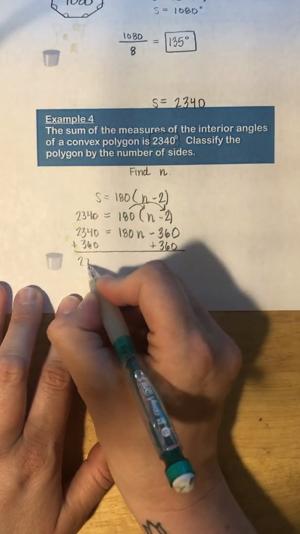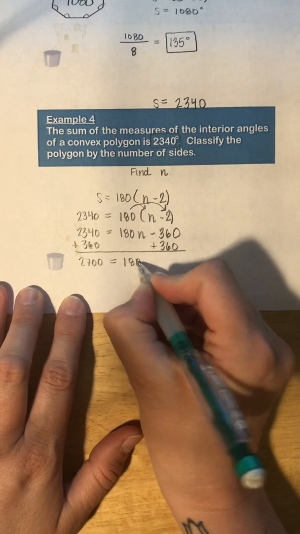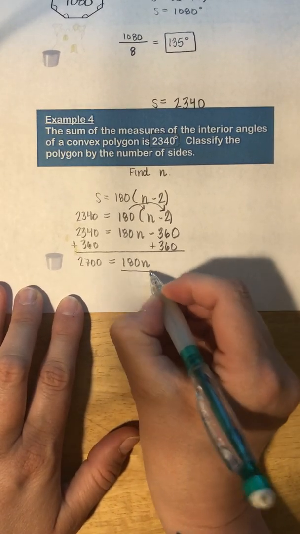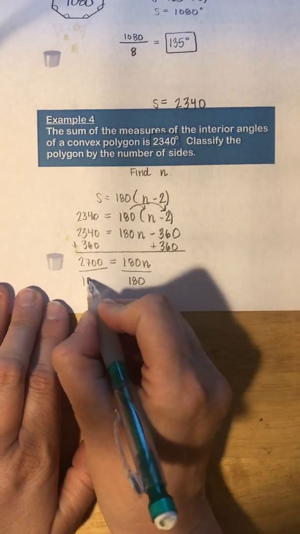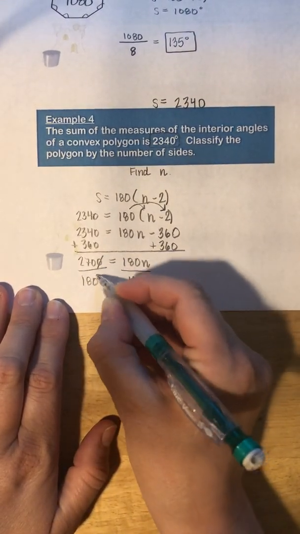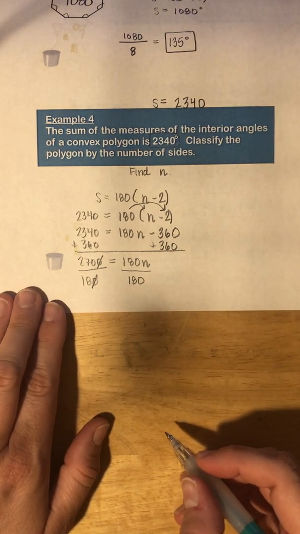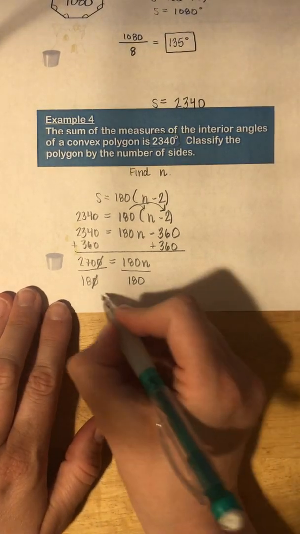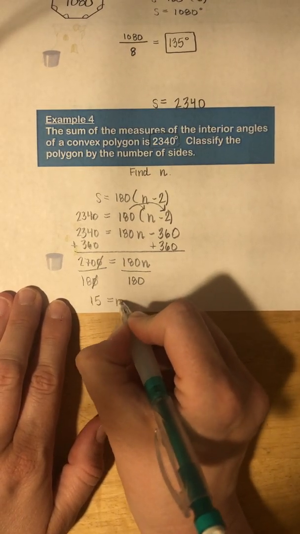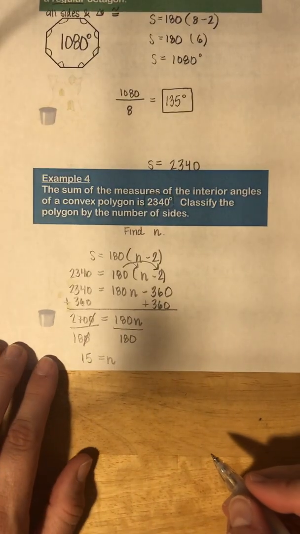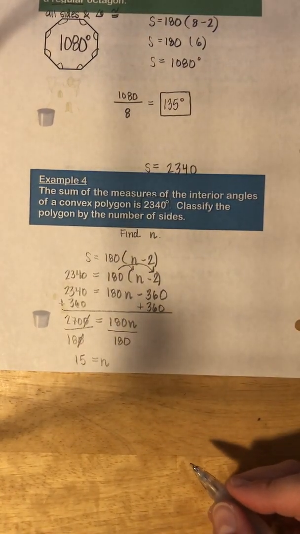And now I have 2700 equals 180n. And then we're going to divide each side by 180. I can go ahead and get rid of a 0 in both the top and the bottom, and 18 would go into 270 a total of 15 times. All right, so the question says classify the polygon by the number of sides. So we know that it has 15 sides.